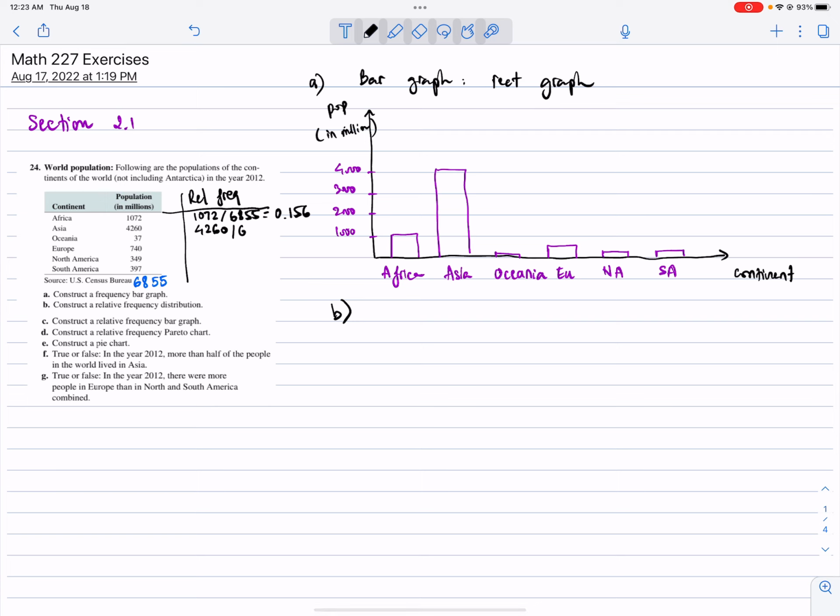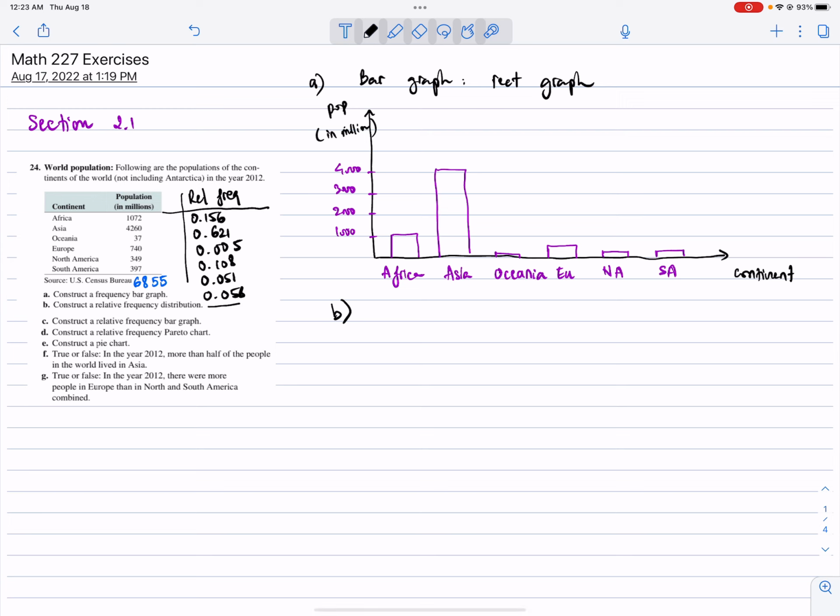And then 4,260 divided by 6,855, we will get 0.621. So you continue to take 37 divided by 6,855, 740 divided by 6,855, and so on. Okay, so I'm just going to write out the results: 0.156, 0.621, 0.005, 0.108, 0.051, and the last one 0.058.